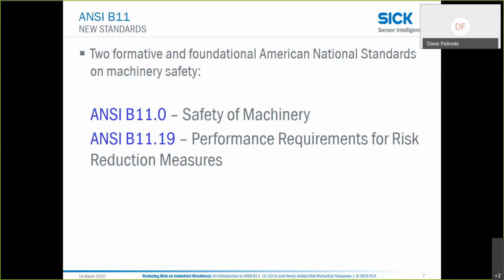And then the other standard, which is the subject of this webinar, of course, is ANSI B11.19. That standard deals with safeguarding, which is now called performance requirements for risk reduction measures. And this is a Type B standard. However, it is the most significant Type B standard in our portfolio of B11 standards. Both of these standards were published at the very beginning of this year. So without further ado, I'd be pleased to turn this over to my colleague and friend, Mr. Chris Serrano, who is with SICK, and he is also the chairman of the ANSI B11.19 standard.